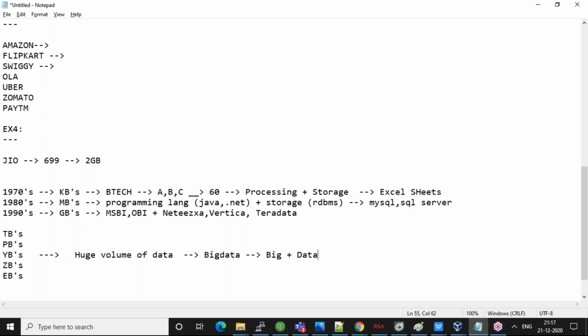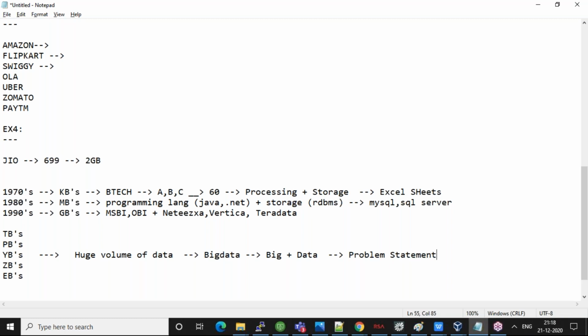So now here you have one question. What is big data and what is Hadoop? Here there is some confusion. People are confused about what is big data and what is Hadoop. So here, big data is not a technology. Big data is not a programming language. Then what is big data? Big data is a problem statement.